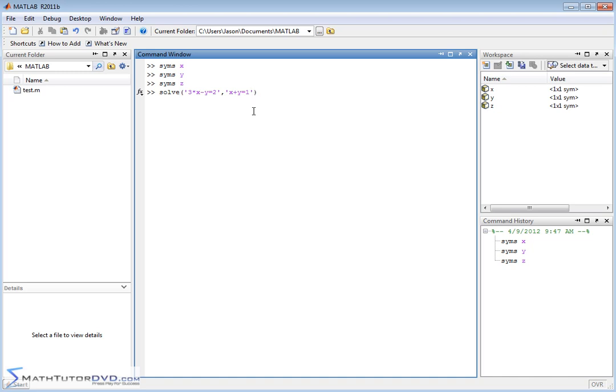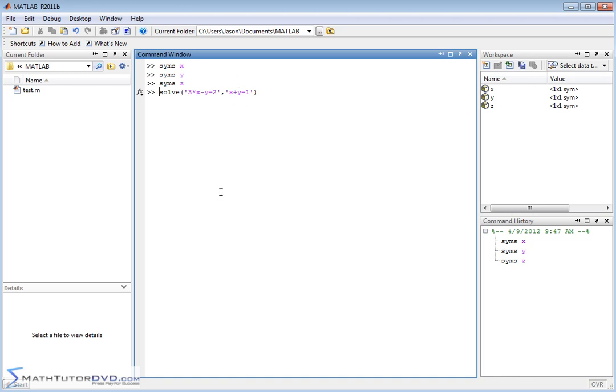Now, part of my job in teaching you MATLAB is to teach you how to do it, but also to point out the gotchas a little bit. In the previous section, when we solved a single equation, we put the equation and then we did comma x or comma y to tell it what variable to solve for. Really, the best way to solve a system of equations is to put the equation, comma, and the second equation.